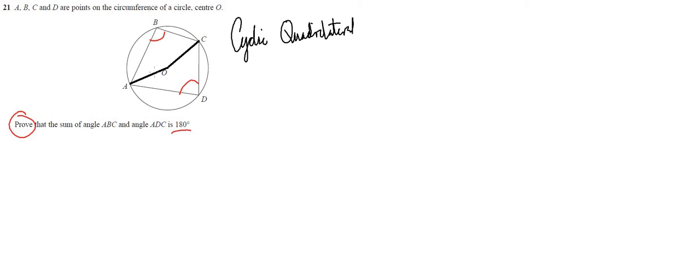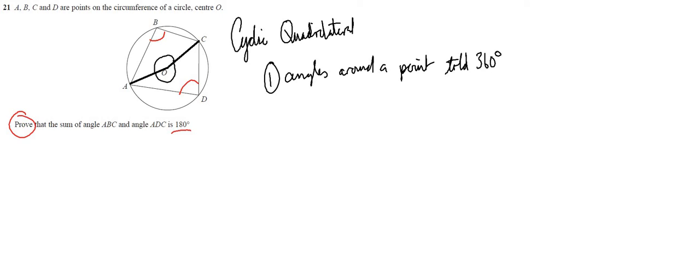Okay, so now I know that I've split the center into two angles. So I know that one, angles around a point total 360 degrees. Okay, that is an absolute definite. Okay, two. I'm using one of my circle theorems from the arrowhead. So we know that the angle at the center is 2 times the angle at the circumference.